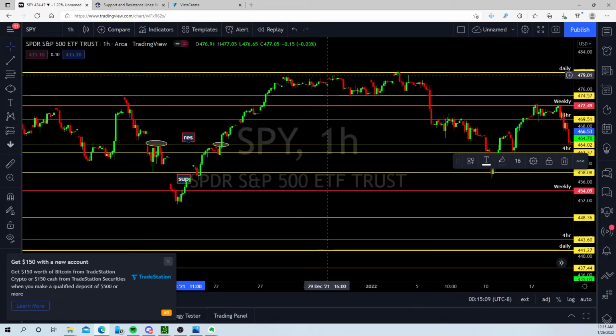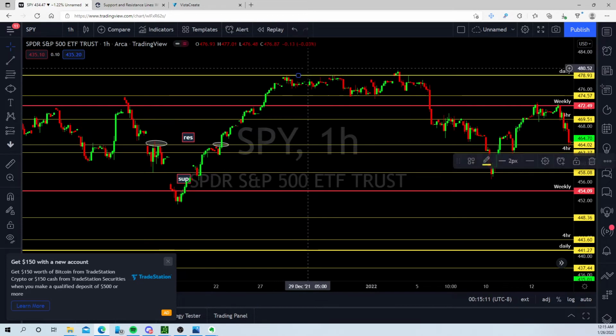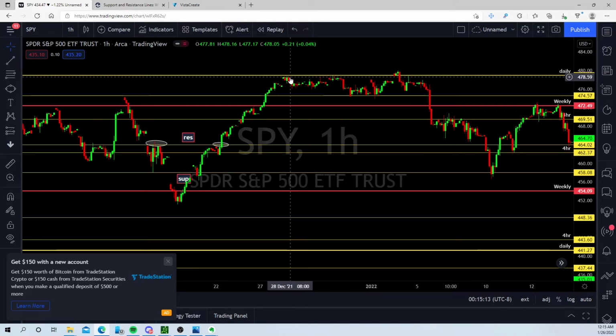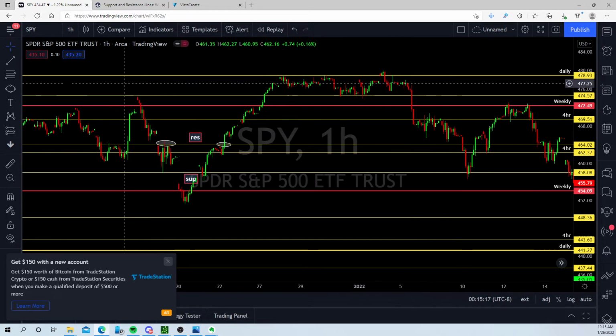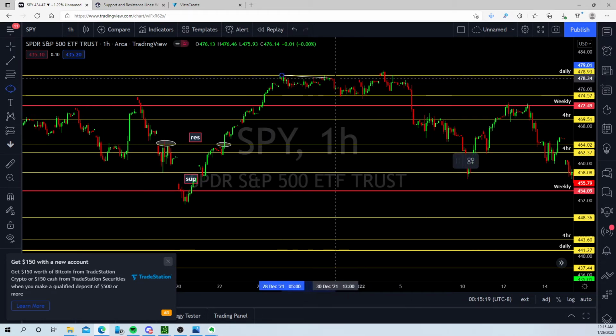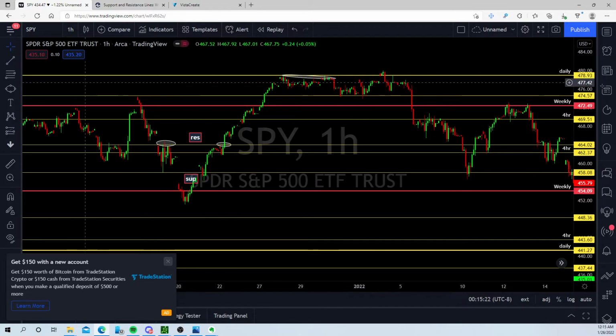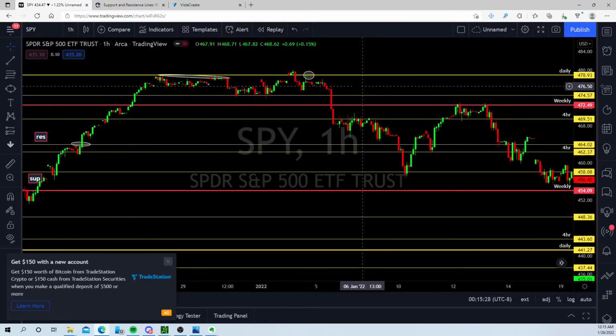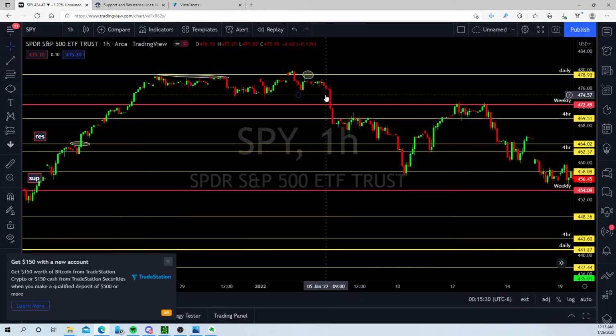Daily, it kept rejecting the daily so many times. Let's put this lower. Kept rejecting the daily so many times. 1, 2, fake out, 3 touches. Man, it was a strong support and resistance. 3 touches. 1, 2, 3. Reject it. It broke our hourly that we had, and it went straight down, broke the weekly, and it kept going down.